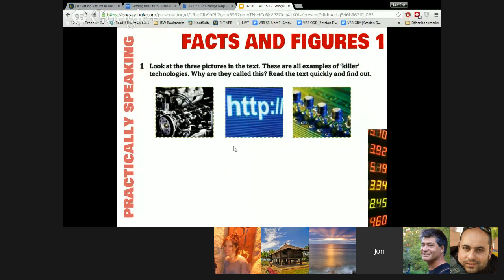Why are they called this? First, I want you to make an educated guess. Look at the picture, tell me what you think it represents, and tell me why it might be called a killer technology, according to the author that you're going to read. All right? So, Odie, why don't you take the first picture for me? What do you think that picture is meant to represent? The engine. Yeah, that's what it is, but what does it represent? It is an engine. But metaphorically, what form of technology do you think it's meant to be?